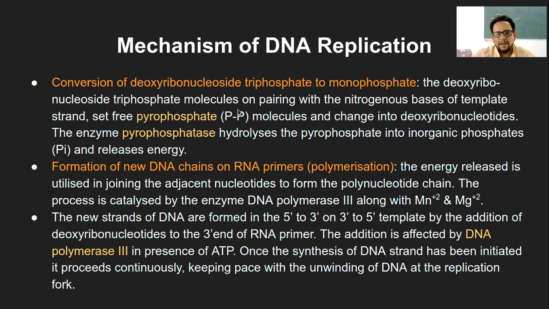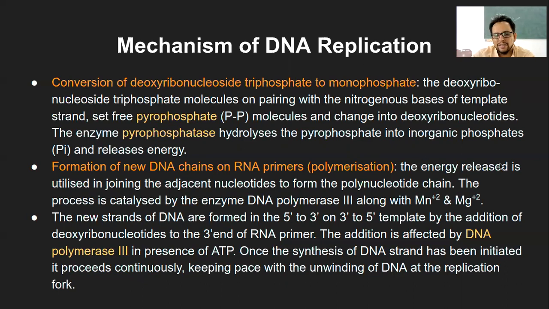So that is the conversion of this deoxyribonucleoside triphosphate to monophosphate molecules. Now, in the next step, the formation of new DNA chains that happens on the RNA primers, what we generally call the polymerization process. So, polymerization of DNA or polymerization of nucleotides will happen.